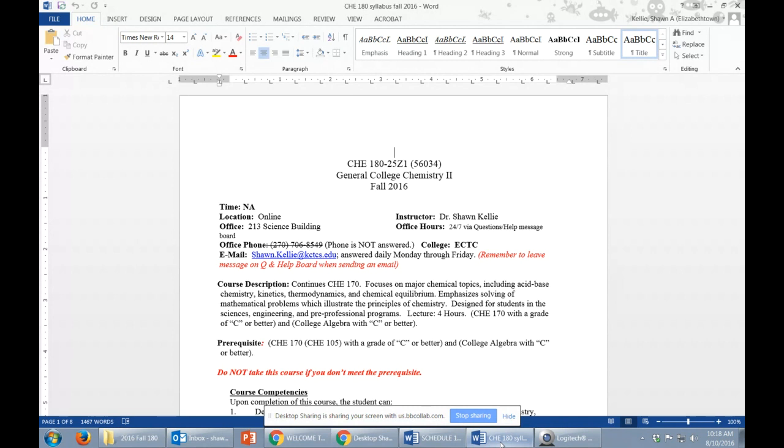This course is a continuation of 170. It focuses on major chemical topics, including acid-base chemistry, kinetics, thermodynamics, and chemical equilibrium. It emphasizes the solving of mathematical problems, which illustrates the principles of chemistry. Designed for students in the sciences, engineering, and pre-professional programs.